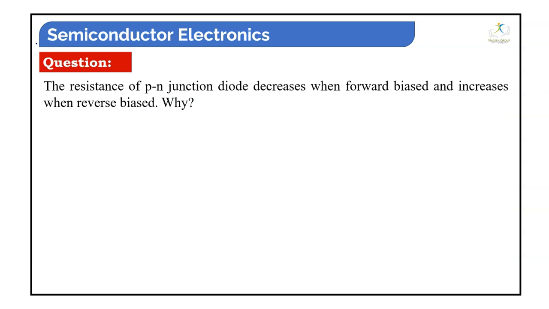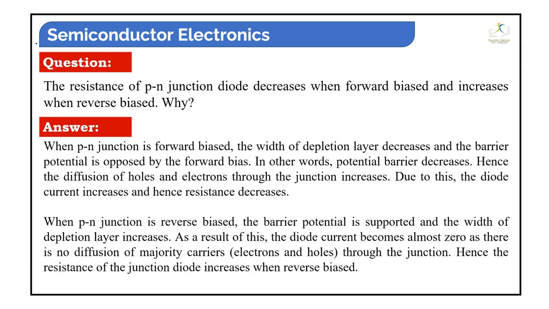So the question is: the resistance of a PN junction diode decreases when forward biased and increases when reverse biased. Why? The answer is, students, when the PN junction is in forward bias, the width of the depletion layer decreases and the barrier potential is opposed by the forward bias. In other words, the potential barrier decreases, hence the diffusion of holes and electrons through the junction increases. Due to this, the diode current increases and resistance decreases.